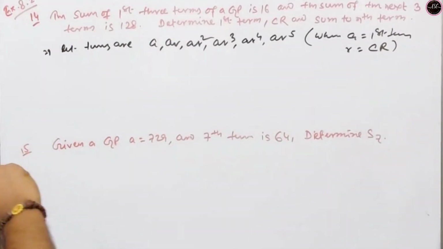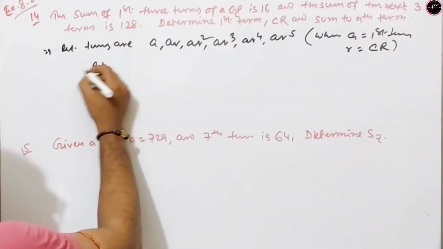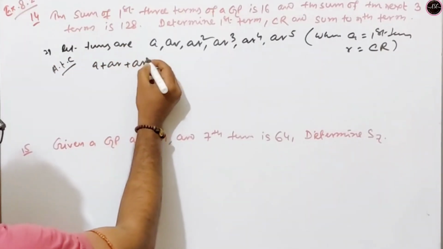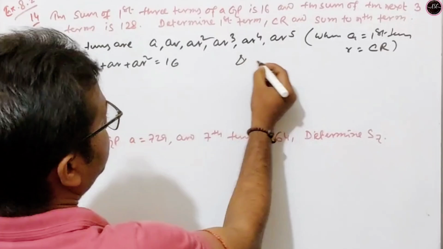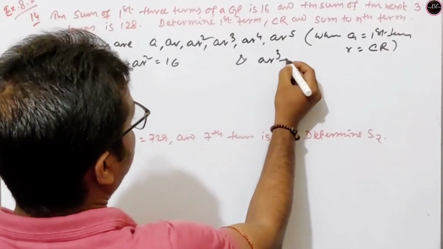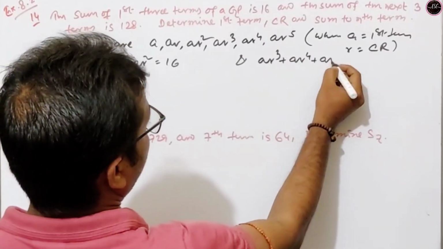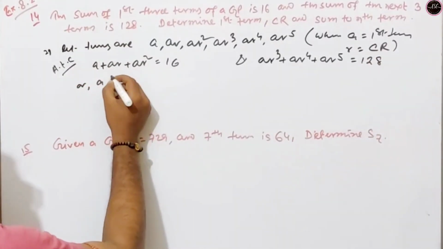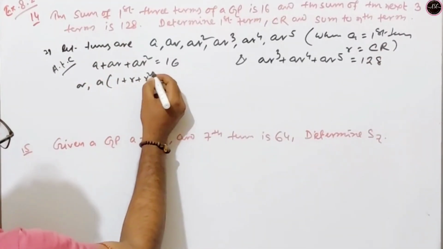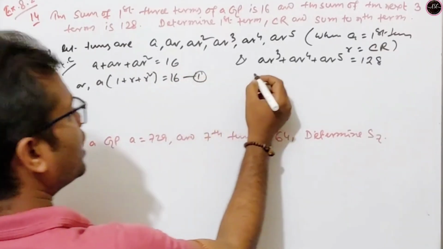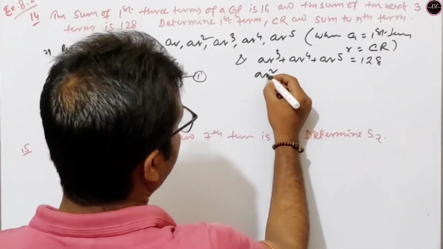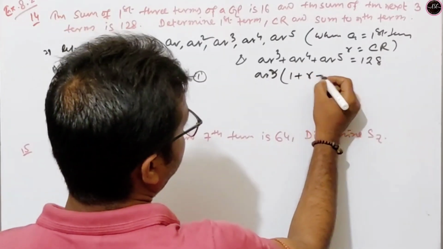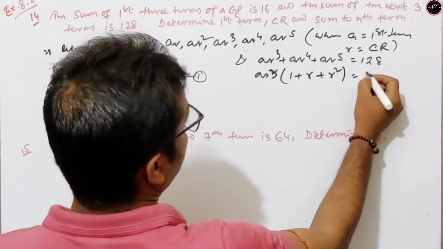Okay, so according to the condition, A plus AR plus AR square equal to 16 and AR cube plus AR to the power 4 plus AR to the power 5 equal to 120. So just common here, A into 1 plus R plus R square equal to 16. This is equation number 1. And here if we common AR cube, we get 1 plus R plus R square, equal to 120.